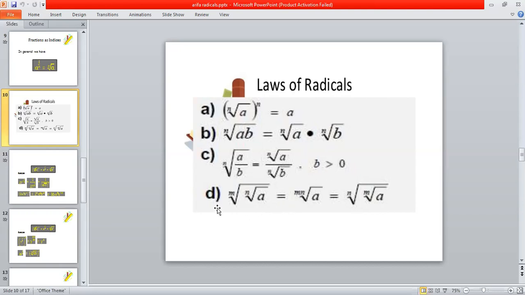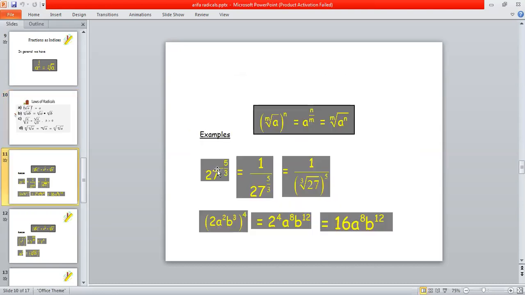Now another law is the mth root of the nth root of a. Here m and n are the indices of radical and a is the radicand. If there are two indices of radical, you can multiply them and write mn as the index of radical with the radicand a, or you can write first n and then m and then the radicand a. So all these are the same and they are equal. All of you remember all these laws, which are used in your exercises when we are solving them.